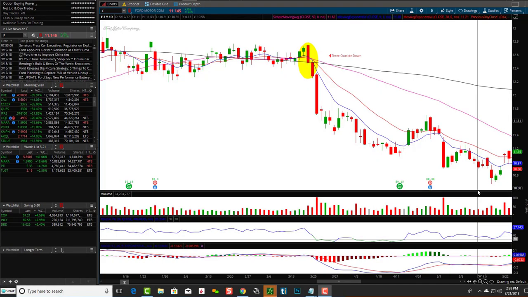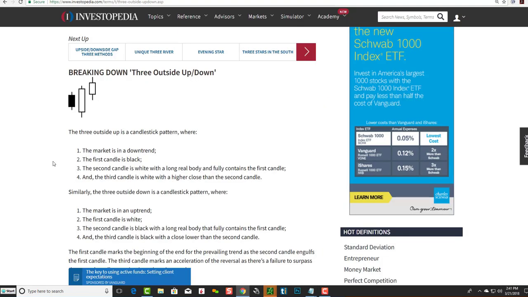Wanted to make this video on the 3 outside down reversal candlesticks pattern. The 3 outside down pattern is just the opposite of this. The market is in an uptrend. The first candle is white or green. The second candle is black or red that fully contains the first candle. And then the third candle is black or red with a close lower than the second candle down here.